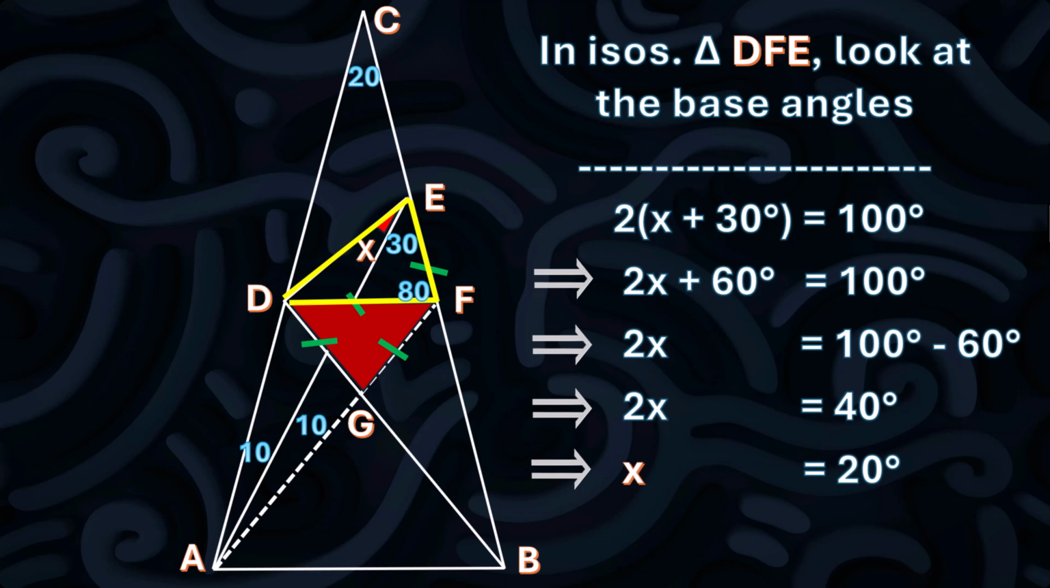2 times (x plus 30) equals 100 degrees. Just expanding the brackets, 2x plus 60 equals 100. 2x equals 100 minus 60. 2x equals 40. And finally, x equals 20 degrees. And there's our answer.